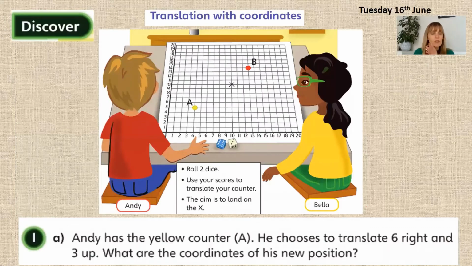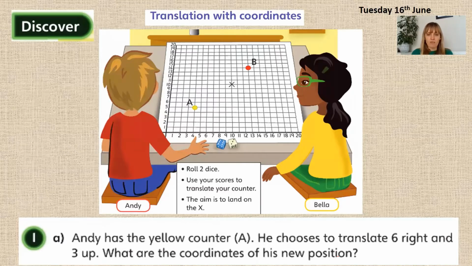Now, translation with coordinates, exactly the same really as yesterday. The only difference that we're going to be doing is writing our answer with a coordinate. So first of all, we've got Andy and Bella here. They're playing a game where they have to roll 2 dice, and they've got 2 different coloured counters. Andy has a yellow counter, which is on A, and Bella has a red counter, which is on B.